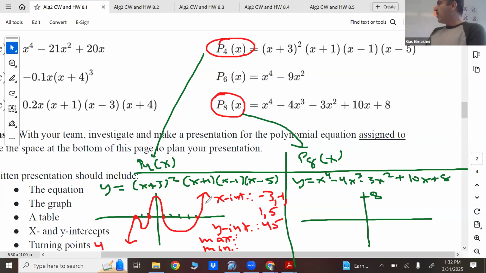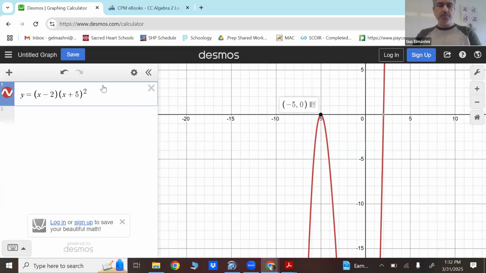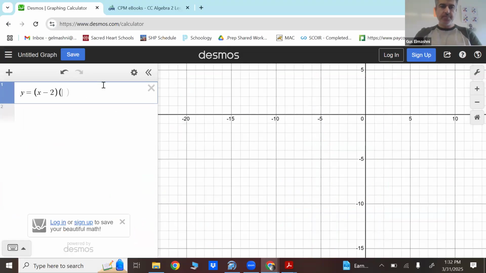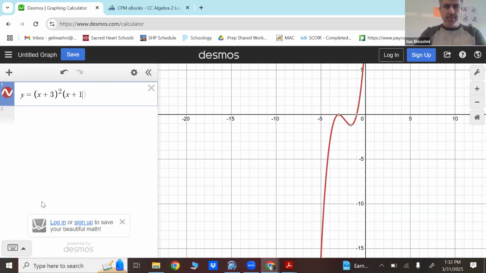So -3, -1, 1, and 5 are x-intercepts. That's where it crosses the x-axis. 45 should be your y-intercept. If I clear my screen for just a moment and go to Desmos, hold on, it's x plus 3 squared. Okay, then we got what? x plus 1, x minus 1, and x minus 5.